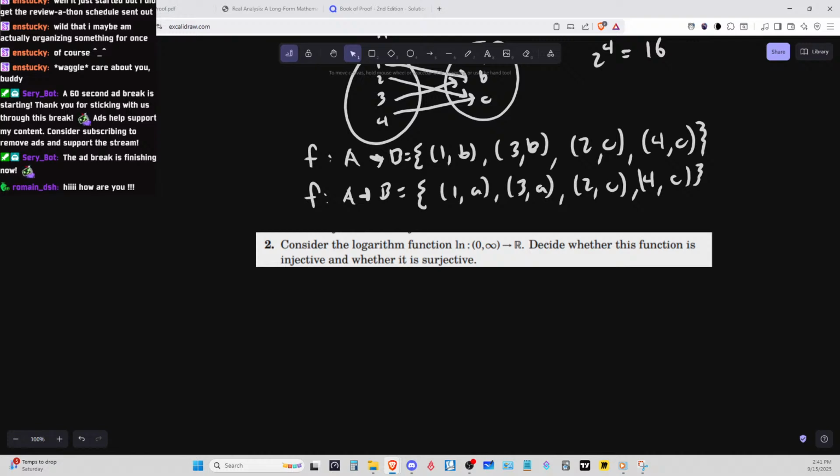Alright. So we have to deal with the natural log such that it applies to the real numbers. There we go. Decide whether this function is injective or surjective. Okay, so we're dealing with an infinite one, so we can't make a diagram like we did last time.